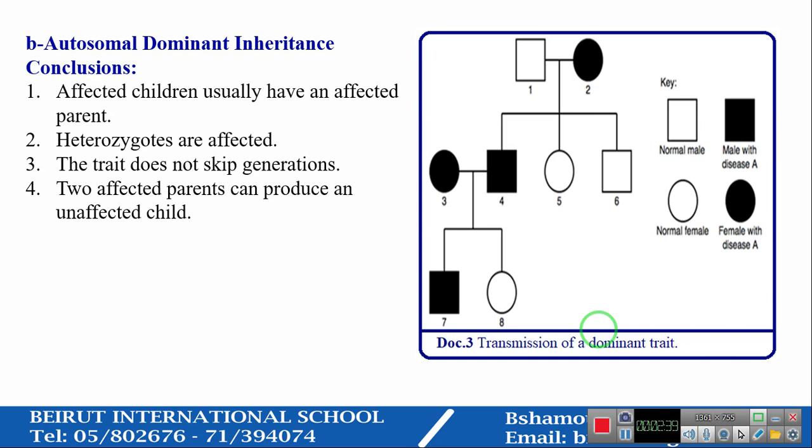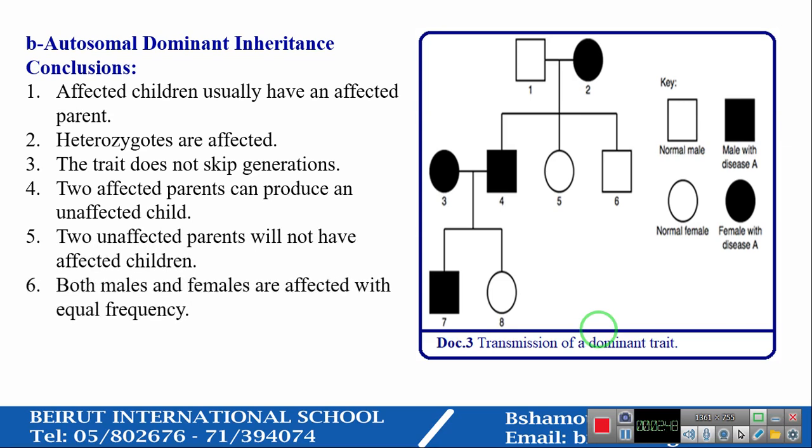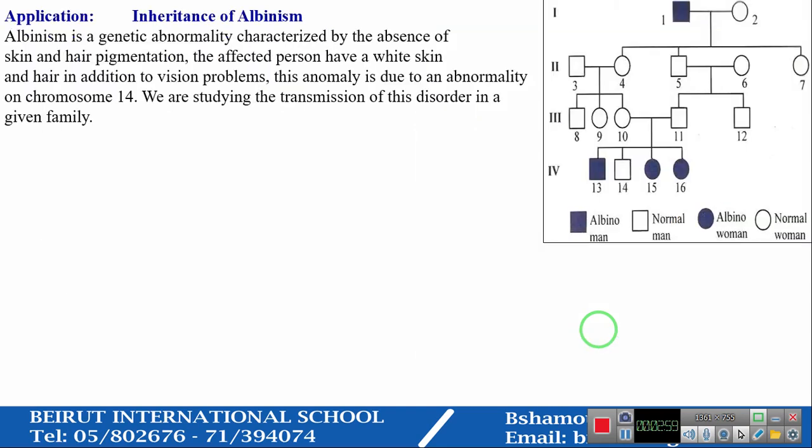Two affected parents can produce an affected child. Two unaffected parents will not have affected children. Both males and females are affected with equal frequency. Example, polydactyly or having extra fingers or toes, and Huntington chorea, which is a neurologic disease.